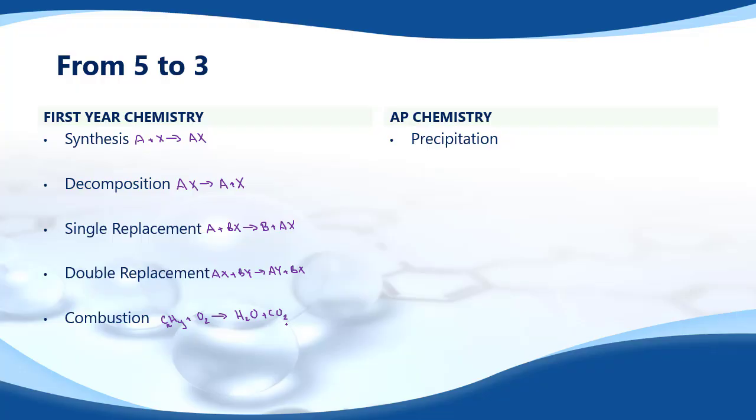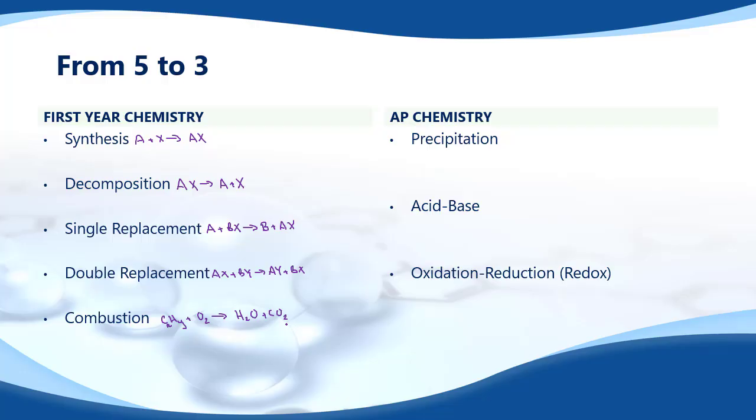Precipitation reactions are always double replacement. The second reaction type is called acid-base. This is usually double replacement, although sometimes you will see a little bit of precipitation in here, and occasionally you may see a single replacement variant on this, but that's actually quite rare. The last type, and this is going to be the largest type, will cover synthesis, decomposition, single replacement, and combustion. This reaction type is called redox, or oxidation reduction.